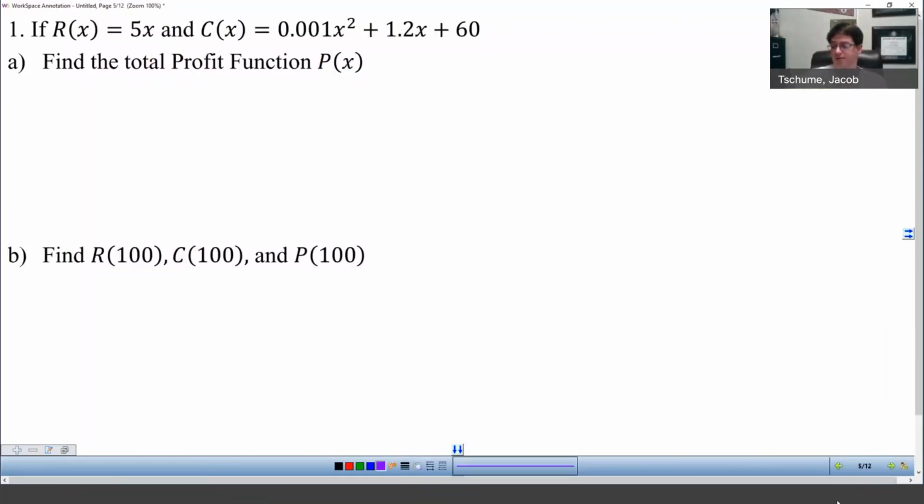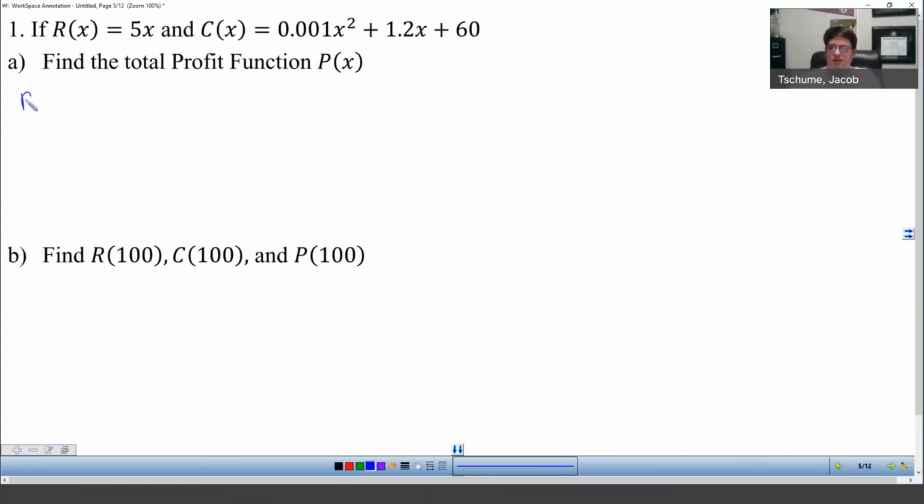Outside of that, the rest of today is going to be all about working problems. I've got a few problems I want to run through. A lot of them have multiple parts, and then we'll wrap up this video. For example, number 1, if I tell you that the revenue function is 5x and the cost function is 0.001x squared plus 1.2x plus 60, first off, I want you to find the total profit function.